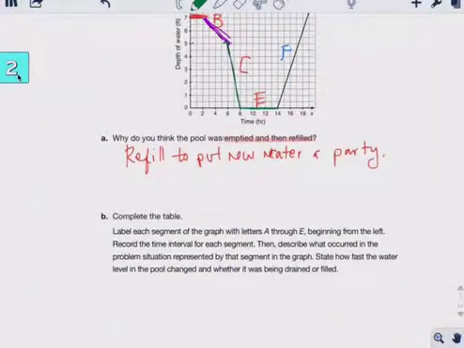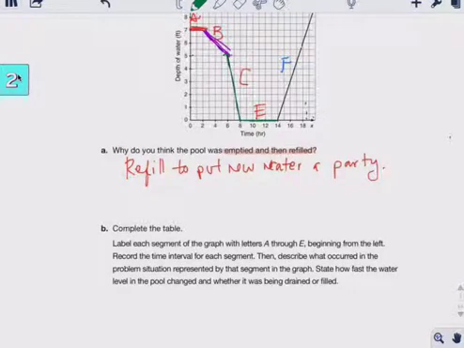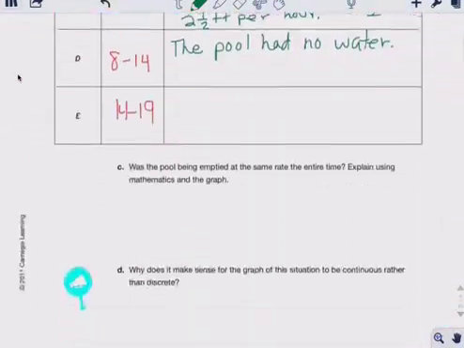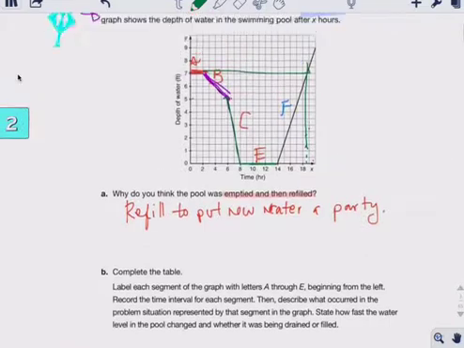Now, from 14 to 19, when it's all filled up again, or in this case, about 19. From 14 to 18, the pool increased. They filled it up. It looks like the rate of change is the same. In 1 hour, they put in 1.5 feet each. So every hour they filled the pool at 1.5 feet.